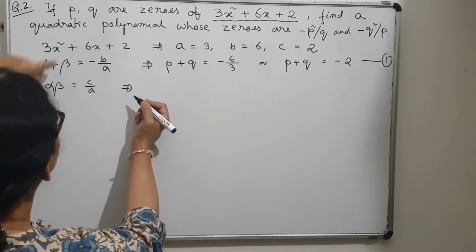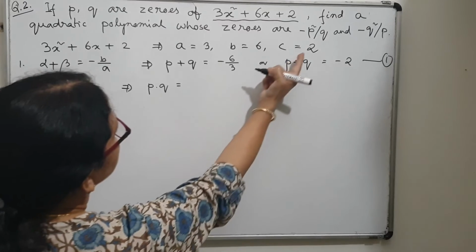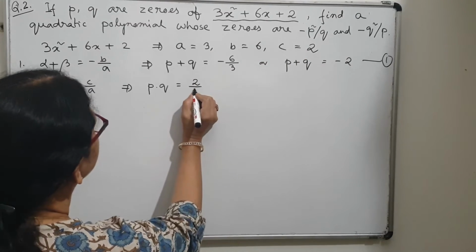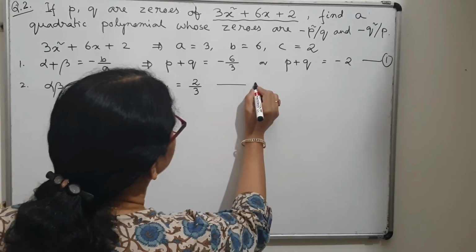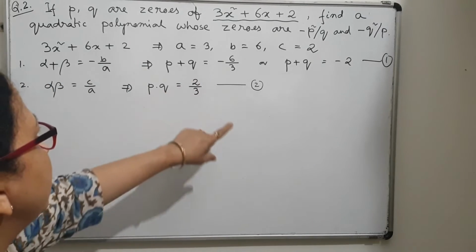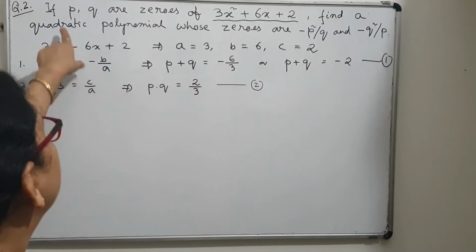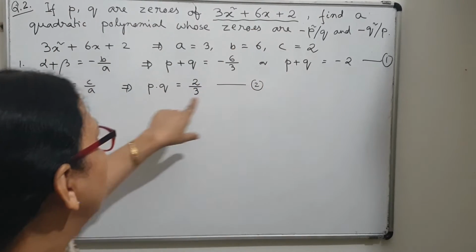Zeros are p and q. So p into q is c upon a, where c is 2 and a is 3. So this is the second equation. P plus q is minus 2 and pq is 2 by 3. Okay, this we keep in hand. These are given actually. If p and q are zeros, then I know these two equations.